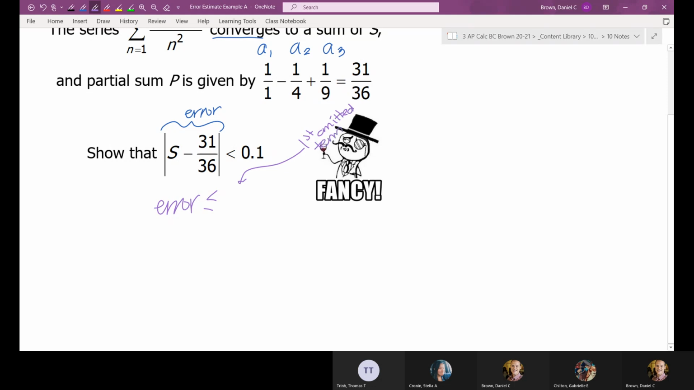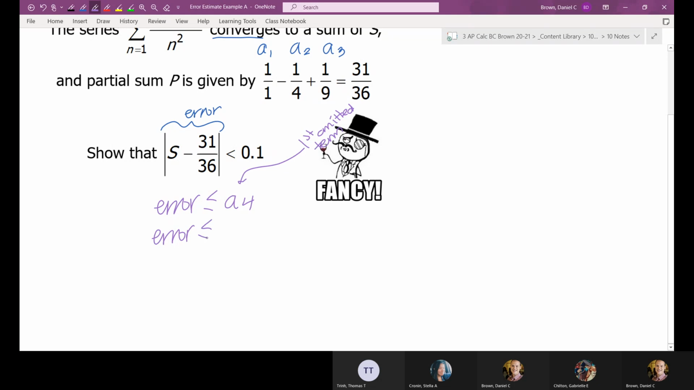Well, to get this sum, I added up a sub 1, a sub 2, a sub 3. So I know that this error is going to be less than which term? Which is the first term that we didn't include in that sum? A sub 4. So that's what I'm going to show. That's basically what the theorem states. So let's go ahead and find it.